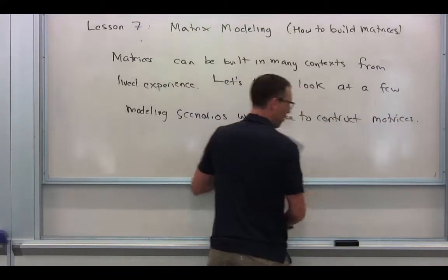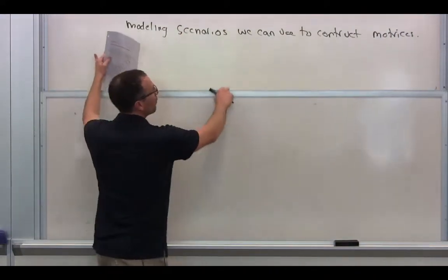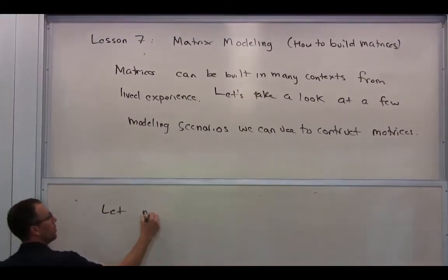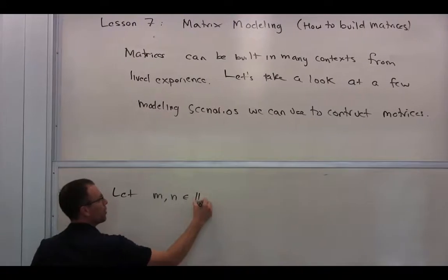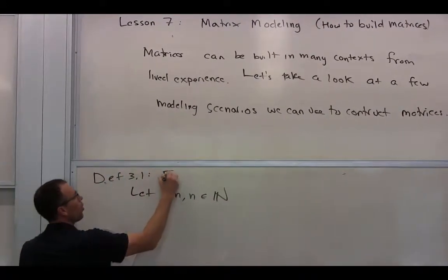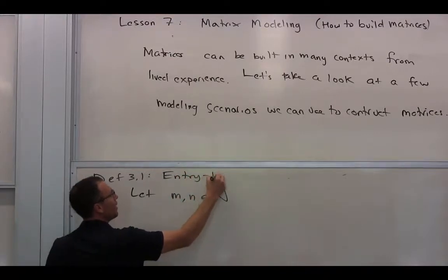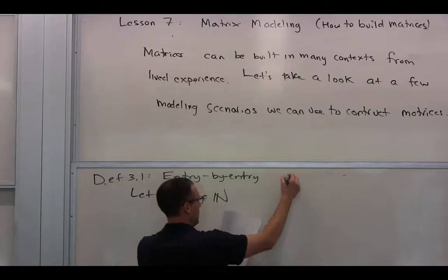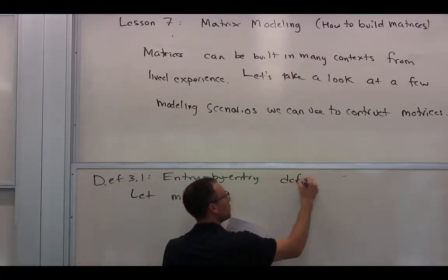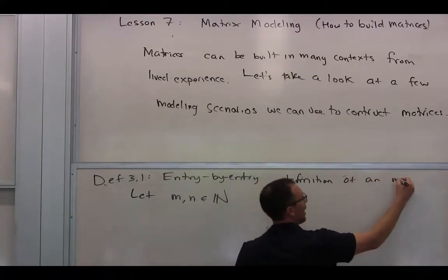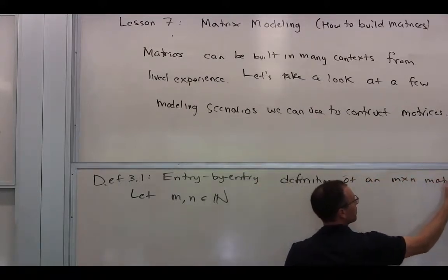Before we begin with that, though, I think it's important that we have a formal definition of what a matrix is, because this wouldn't be a math class without a definition, right? So this is 3.1, and we're going to call this the entry by entry definition of an M by N matrix.